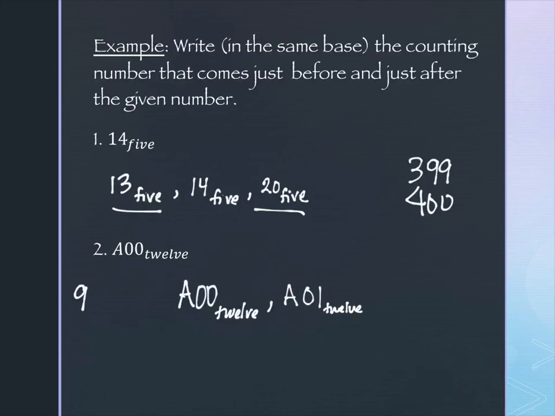Okay. So the biggest digit in base 12 is a B. So these are the 2 B's here. And then I would have base 12.